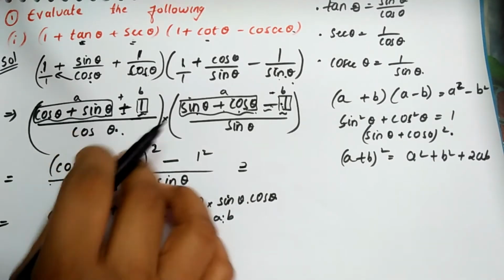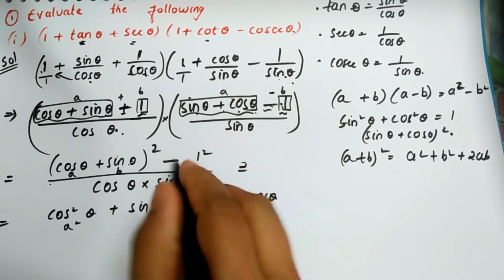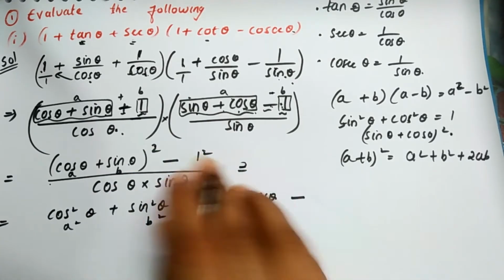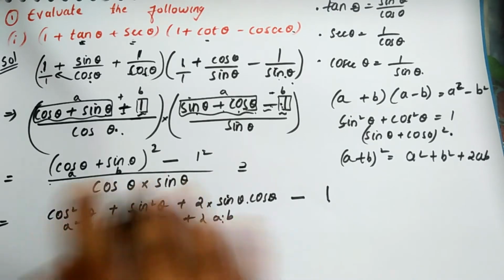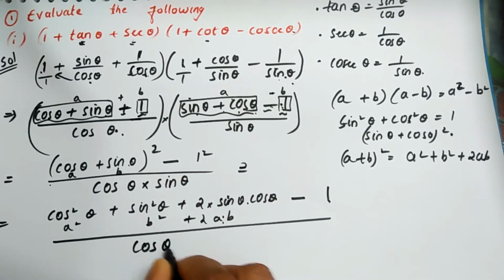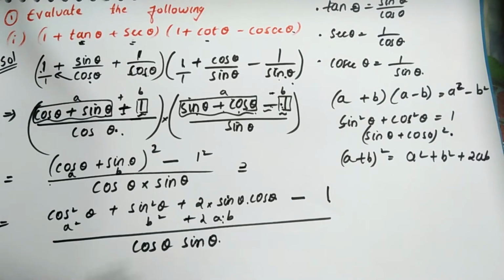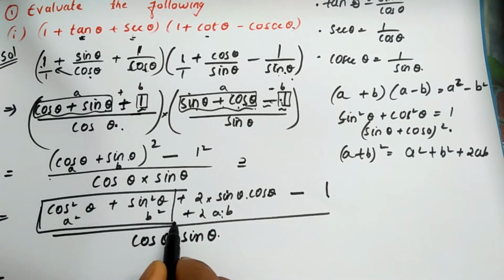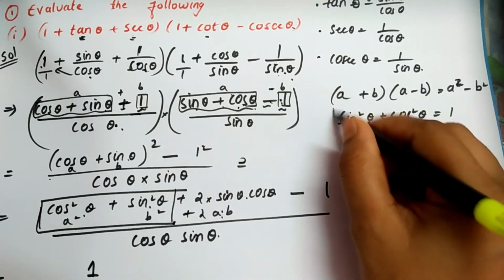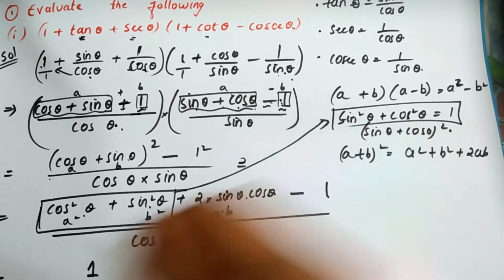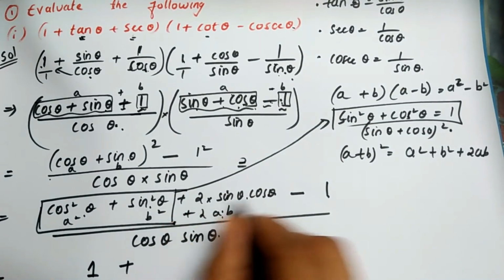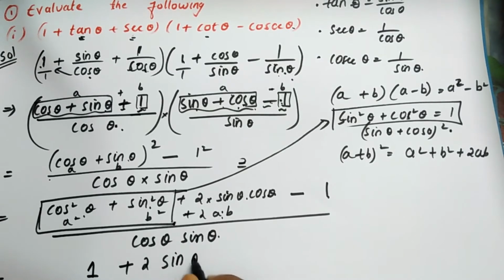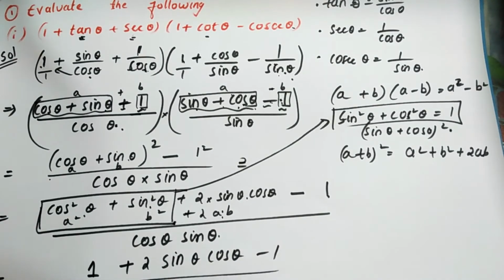We are just simplifying this whole value. Now still we are left with these values, so minus 1 square is 1. Okay, and the denominator as it is, cos theta into sin theta, right? Next, we can use the identity here. Cos square theta plus sin square theta is nothing but 1, right? We know from this identity. Plus we will copy this as same, 2 sin theta into cos theta minus 1 divided by cos theta into sin theta.